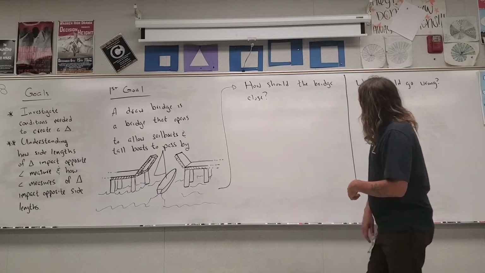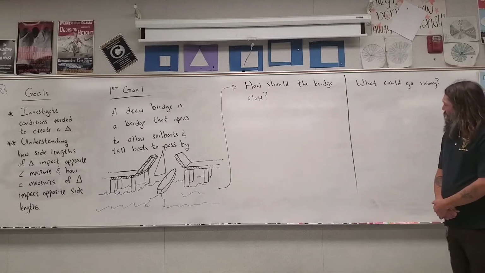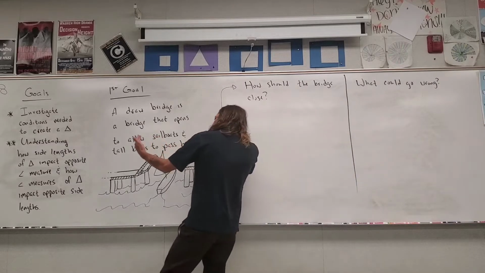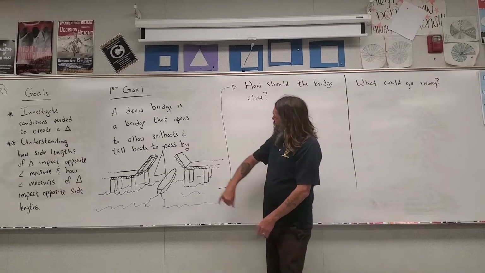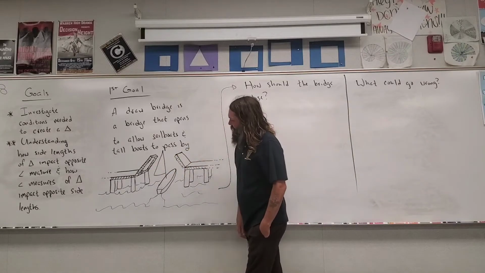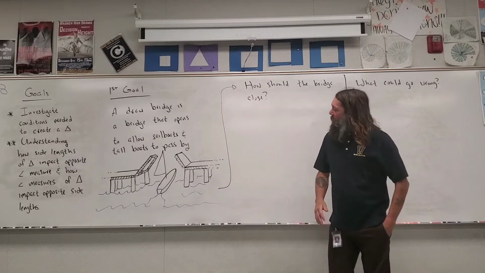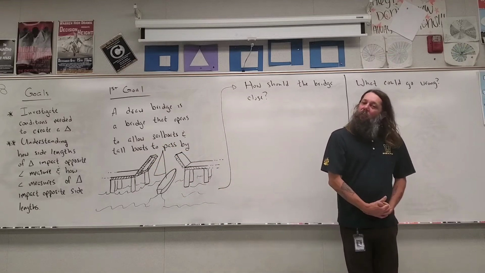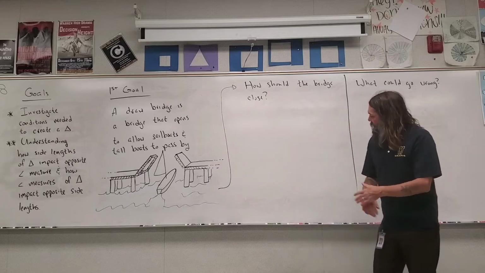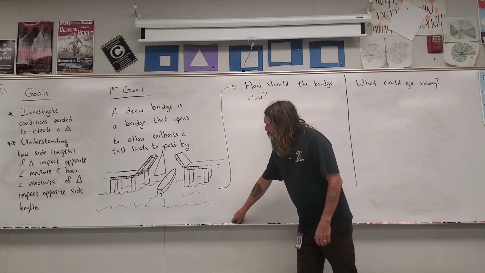All right, so the first question is, how should the bridge close? When this bridge closes, how should it sit? I don't know what these are called, the draws, the wings, I don't know what they're called, but how should these close so that it's a properly working drawbridge? So why don't you take a second and think about that, hit pause.